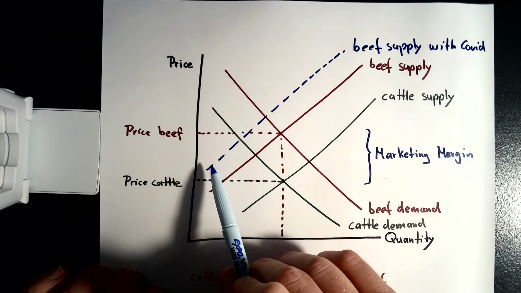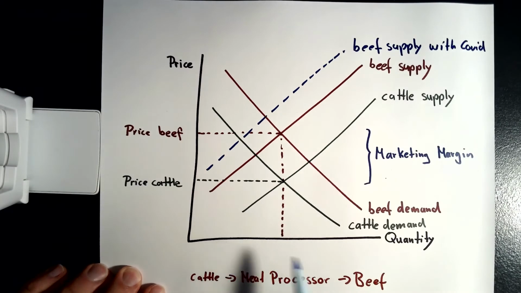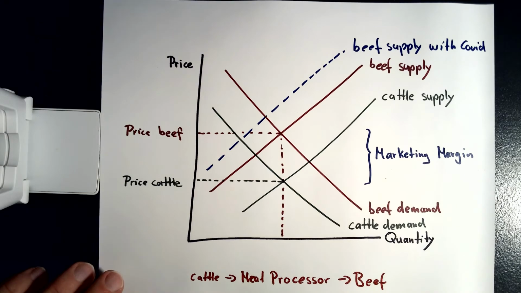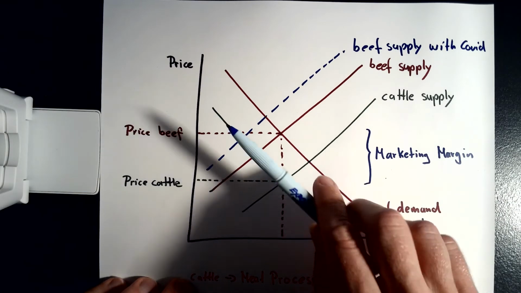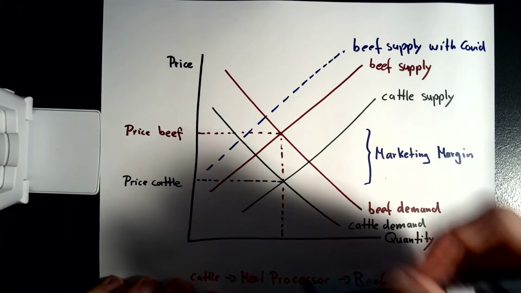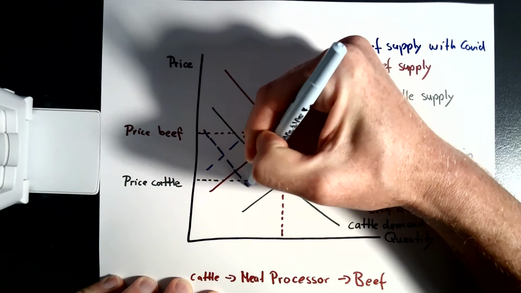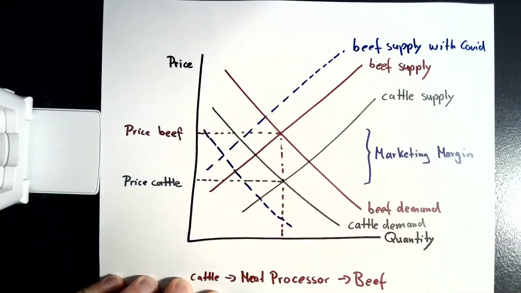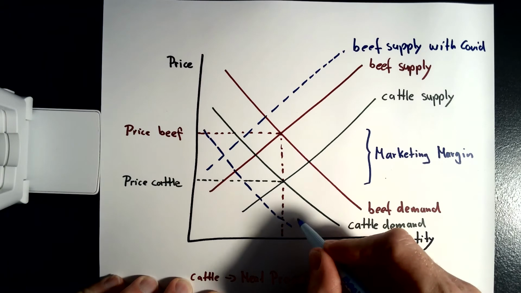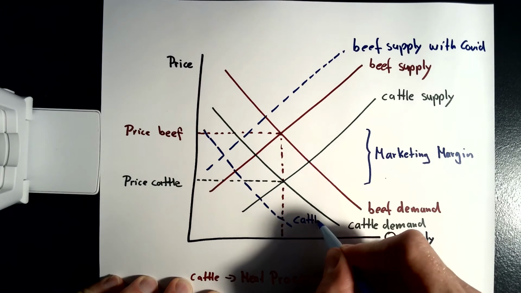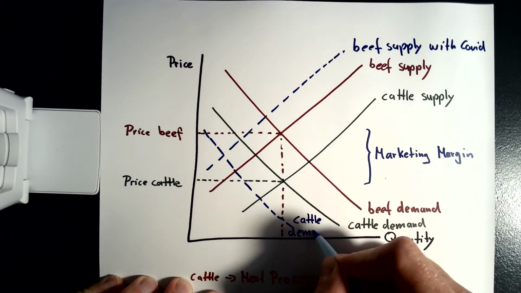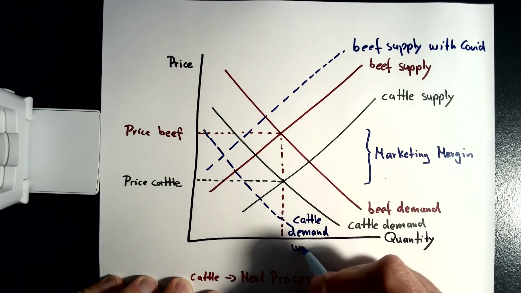Now, since less beef is supplied, the meat processor is also going to decrease the demand for cattle. You need fewer cows. This will shift the cattle demand to the left as well. So this one here is now the cattle demand with COVID.